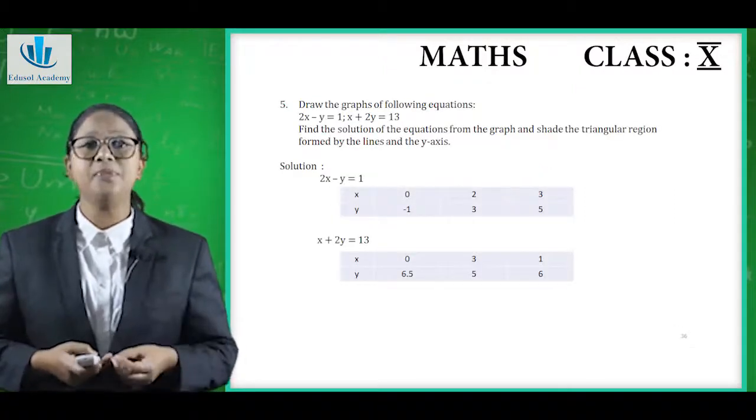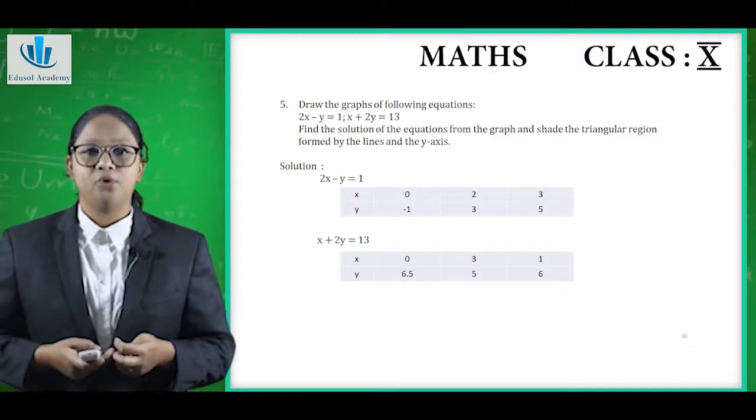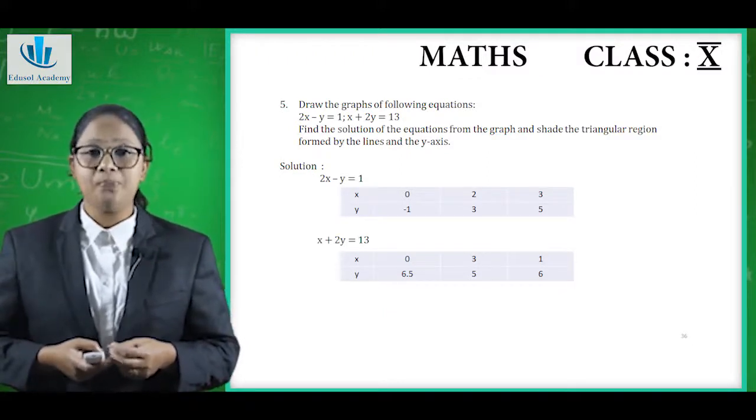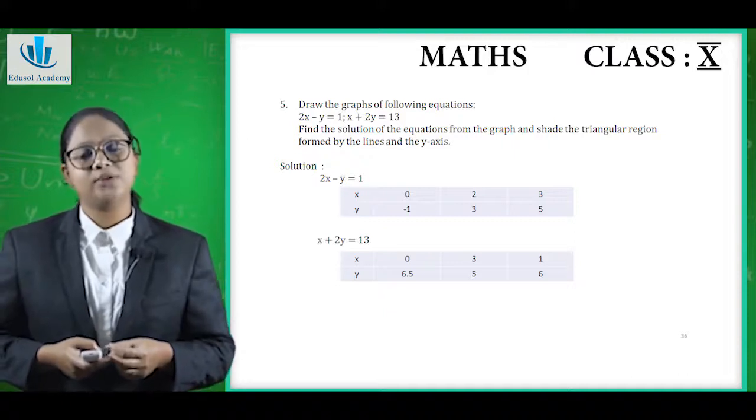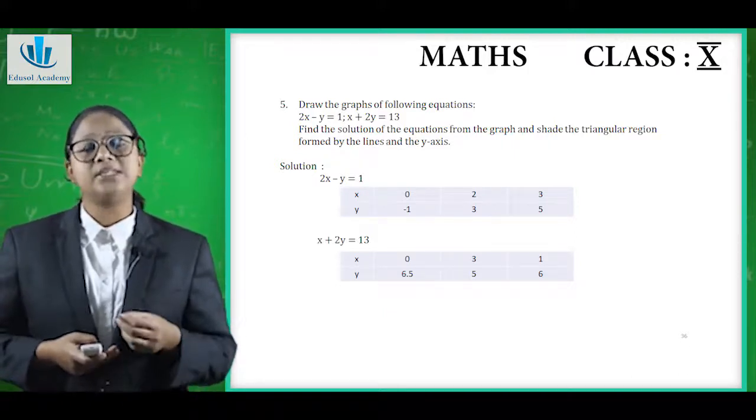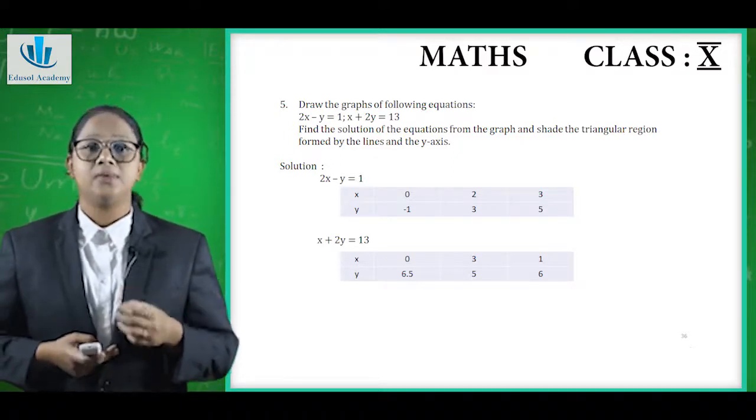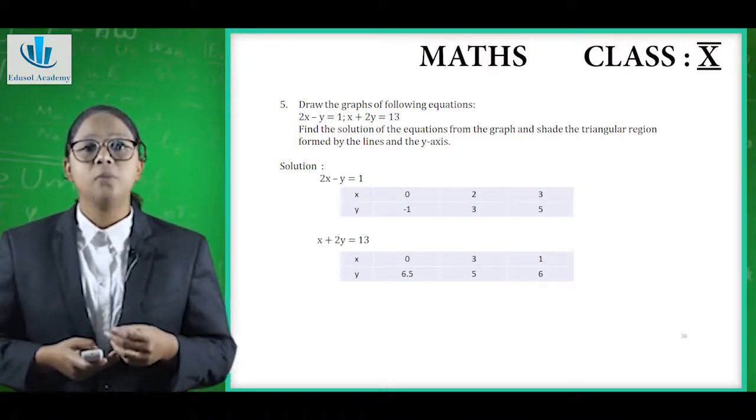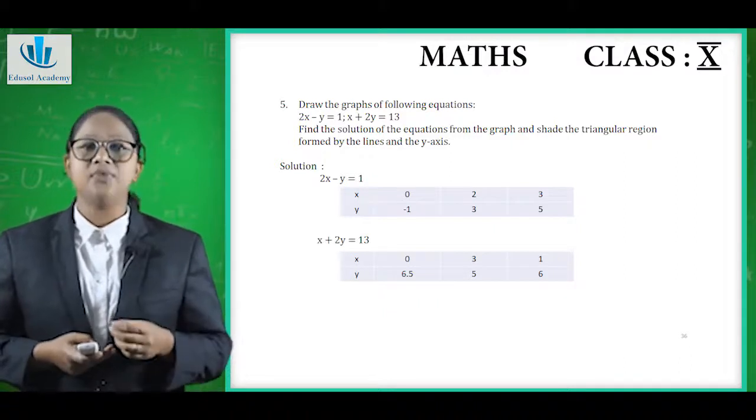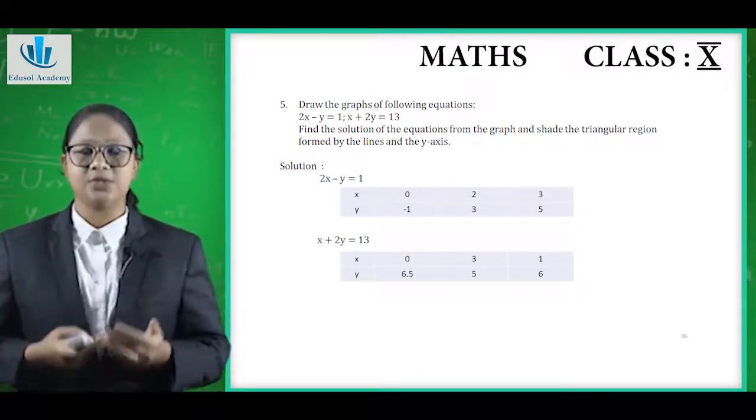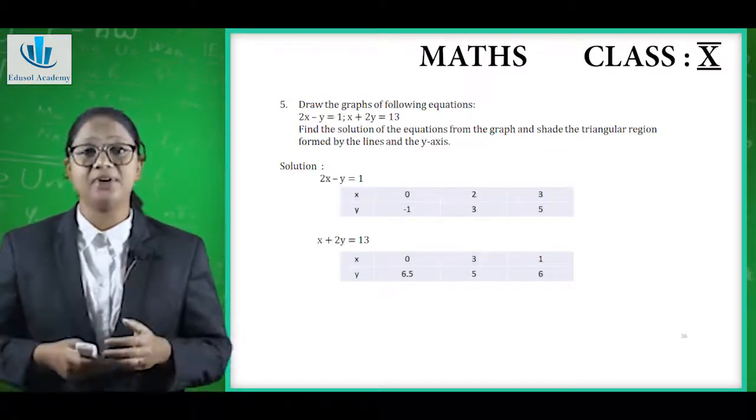Now the next question, draw the graphs for the following equations. 2x minus y is equal to 1, x plus 2y is equal to 13. Find the solution of the equations from the graph and shade the triangular region formed by the lines and the y-axis. So let's do the representation part at first. We'll plot the graph first.